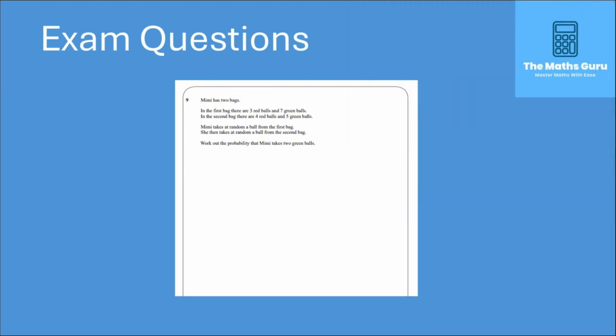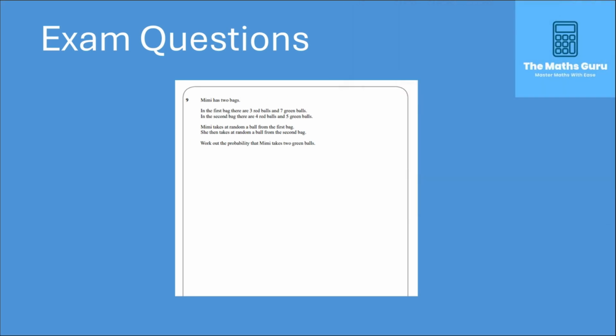Mimi has 2 bags. In the first bag, there are 3 red balls and 7 green balls. In the second bag, there are 4 red balls and 5 green balls. Mimi takes out at random a ball from the first bag and then takes out a random ball from the second bag. Work out the probability that Mimi takes 2 green balls.